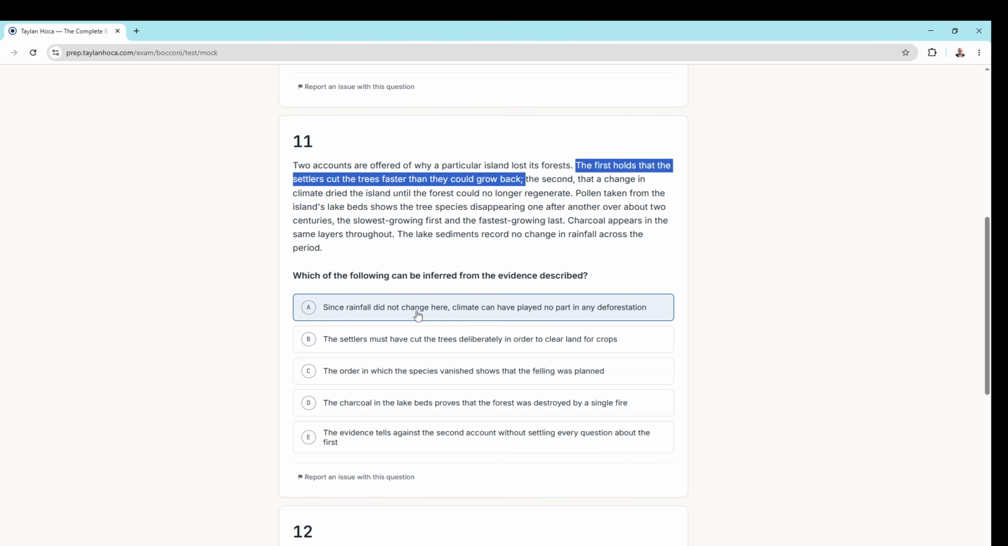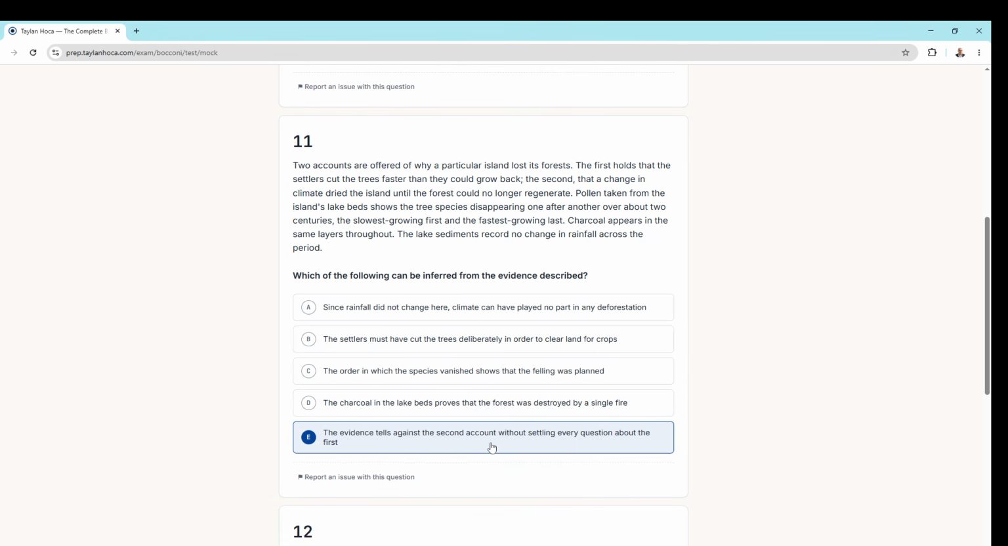Climate can have played no part in deforestation, because rainfall may not have changed, but maybe the temperatures changed. I don't know. So the evidence tells against the second account without settling every question about the first. I think this one, because we don't know how they did it, right? Maybe this is it. I'm going to go for this because it's the softest; it doesn't have very strong claims.